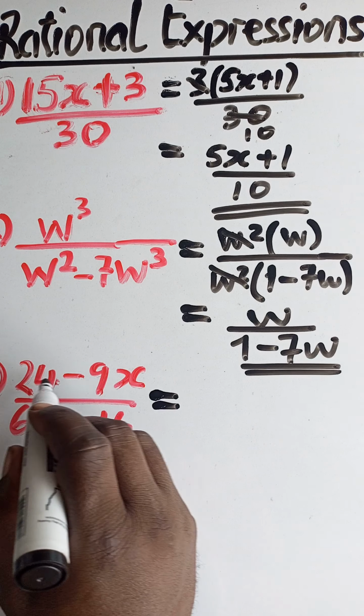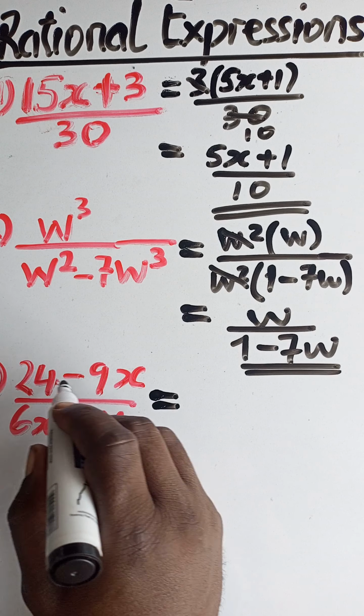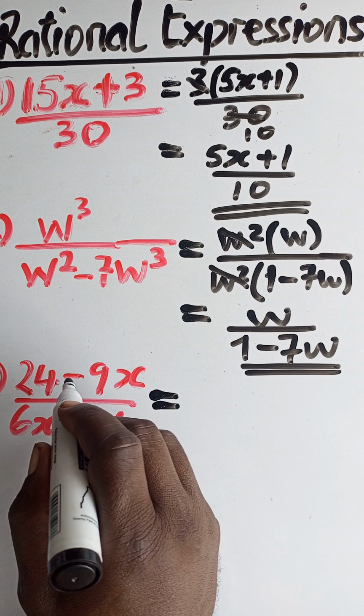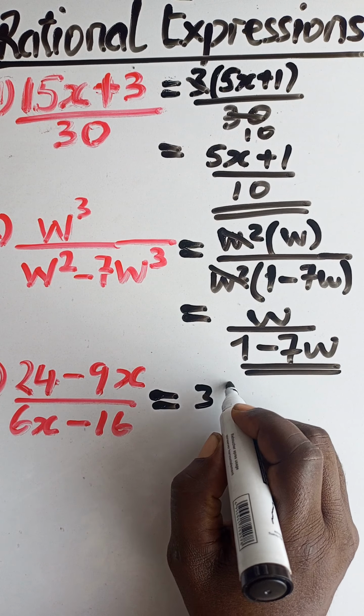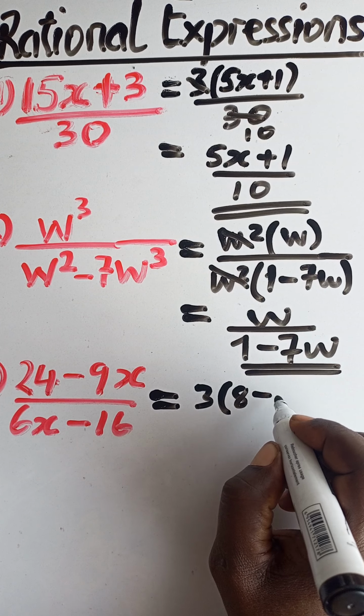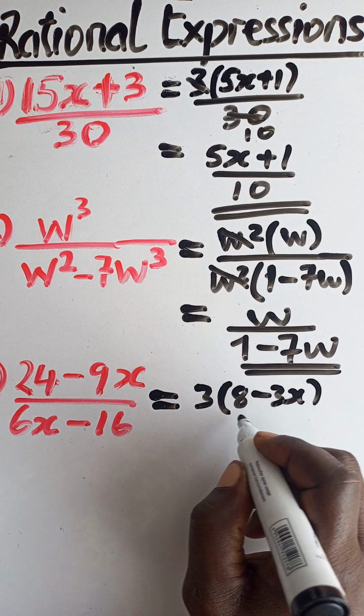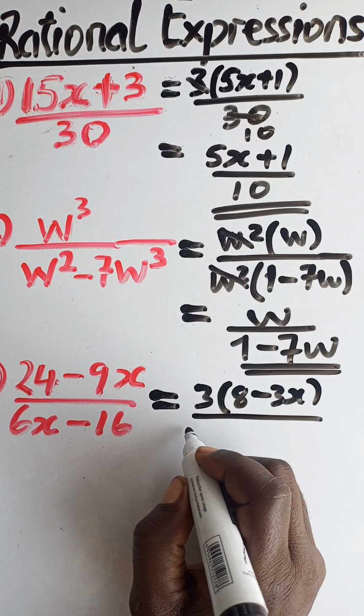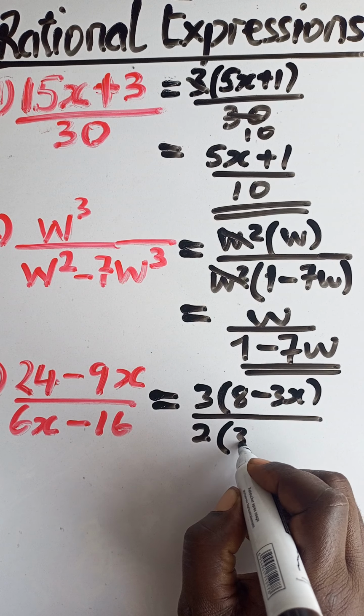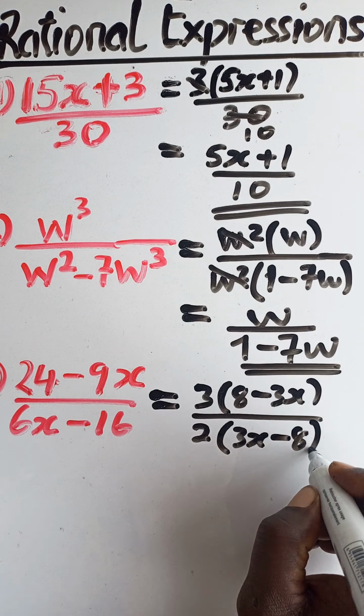So we'll proceed by looking for common factors. We'll start with the numerator. The common factor here is 3. And so that numerator will be written as 3 into 8 minus 3x. The common factor here is 2: 2 into 3x minus 8.